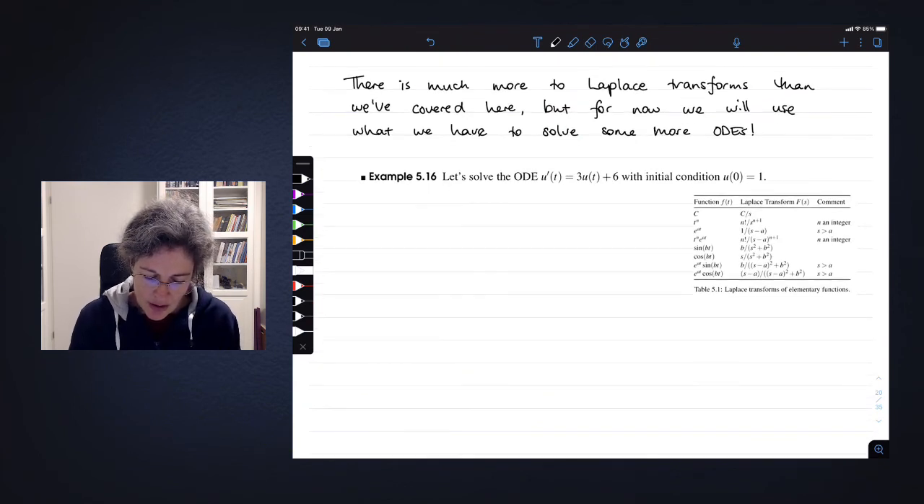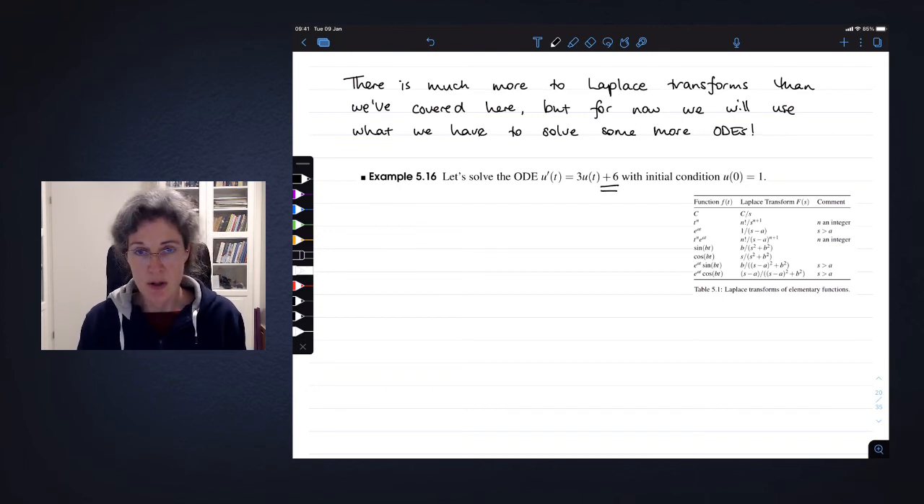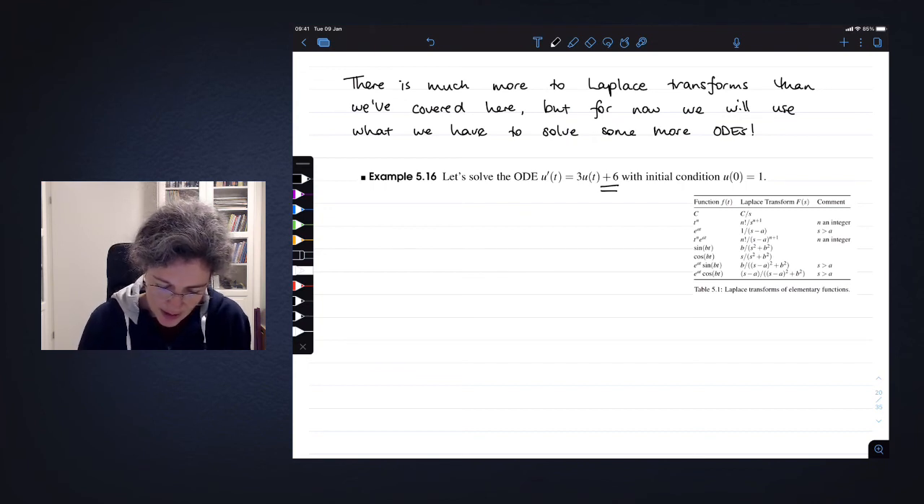There's a lot more to Laplace transforms that we could talk about, but we're not going to. If you're interested, you should certainly have a look at the textbook. We're going to solve another ODE, and this one is non-homogeneous, and after that we're going to take a little bit of a break. So maybe you want to pause here and see if you can solve this one, and then come back and check the answer. Otherwise I'm just going to go straight ahead.